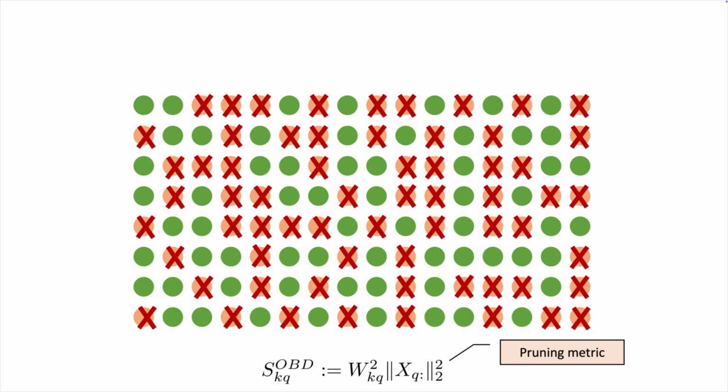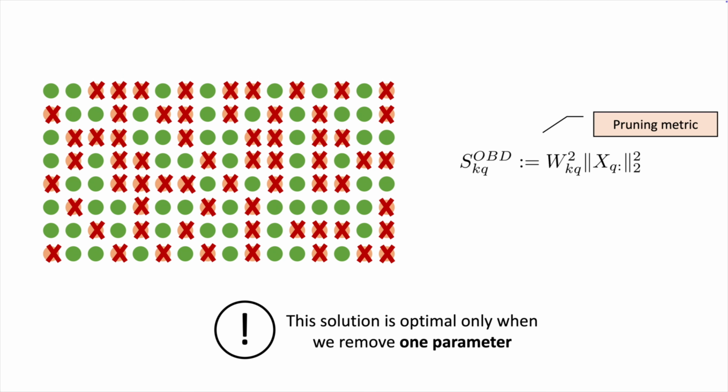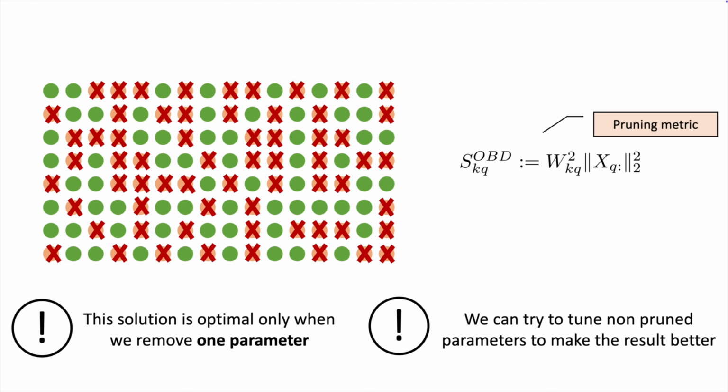This works much better than a simple magnitude pruning, but there is an important limitation. This solution is optimal only if you remove a single weight, but we remove a large portion of parameters. It also assumes the weights we keep are frozen, but why not slightly adjust them to compensate for the damage we caused by removing the red weights? This idea leads to a stronger method.